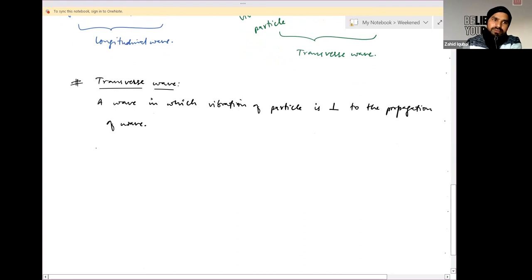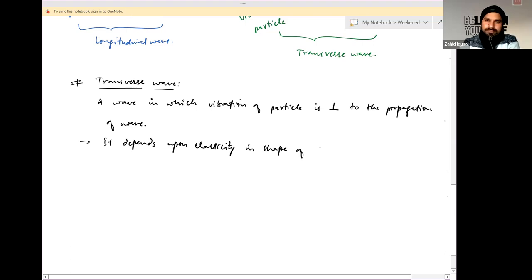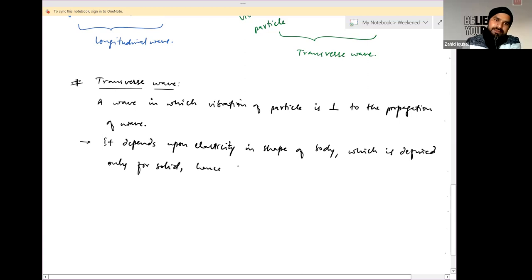So we have to calculate velocity of transverse wave. It depends upon elasticity in shape of body, which is defined only for solid. Hence, it can travel through solids only. So next, we have to calculate velocity of transverse wave.